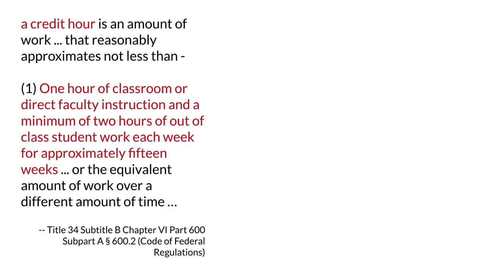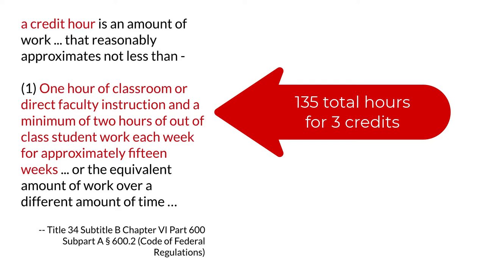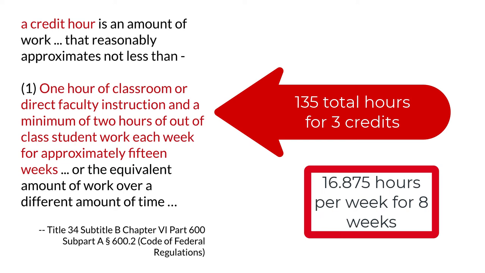In the U.S., universities that receive any federal funds at all use this definition of credit hour. 1 hour of classroom or direct faculty instruction and a minimum of 2 hours of out-of-class student work each week for approximately 15 weeks. So what that means is a 3-credit-hour course must include at least 3 hours of instruction plus 6 hours of out-of-class work for 15 weeks. That's a total of 135 hours. If we divide those hours over 8 weeks instead of 15, we get 16.87 hours per week.